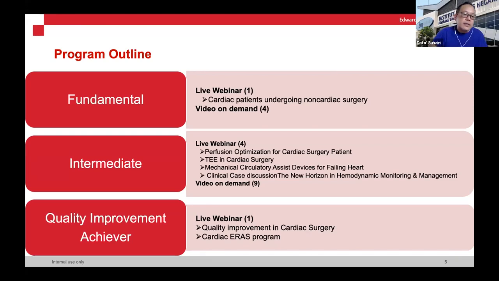The program is prepared to be delivered over 6 months duration and will be staged into 3 levels. The first level is fundamental. It consists of 1 live webinar and supported by 4 video on demand. The second level is intermediate. It will be supported by 4 live webinars and 9 video on demand. The last, which is the quality improvement achiever level, will be supported by 1 live webinar session.